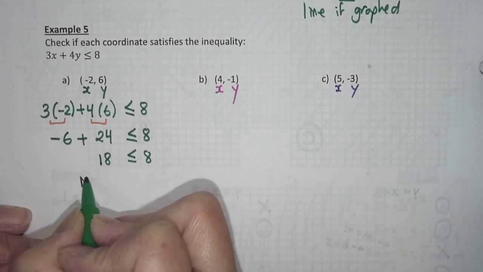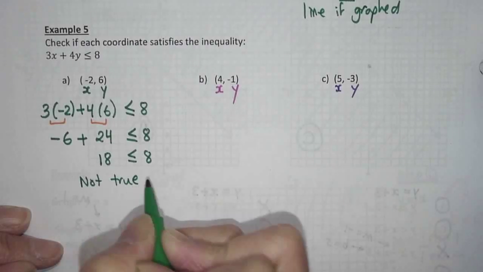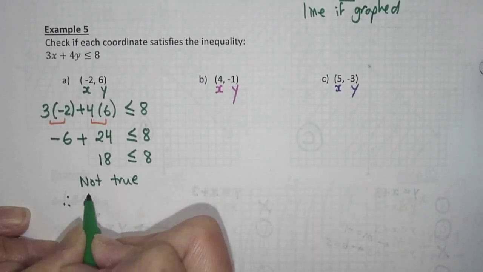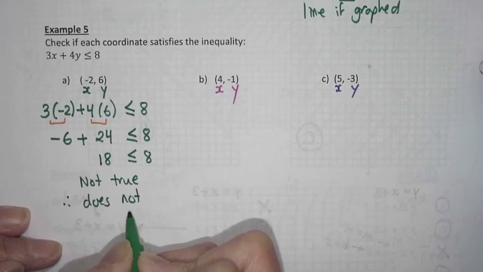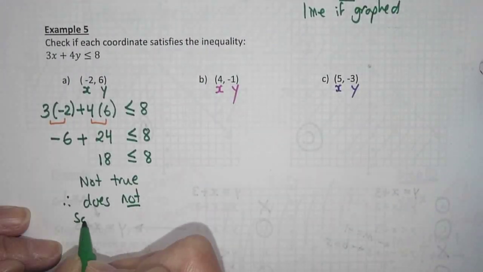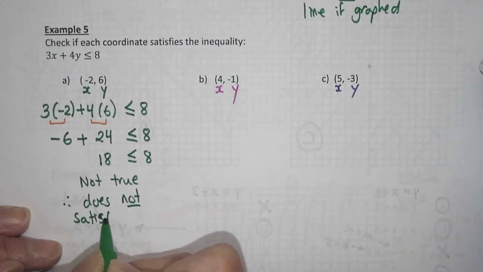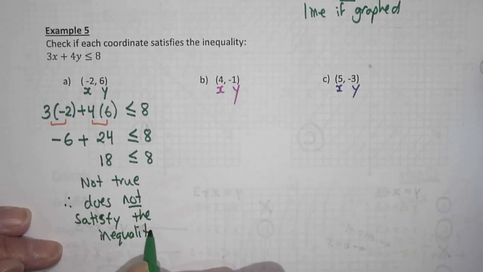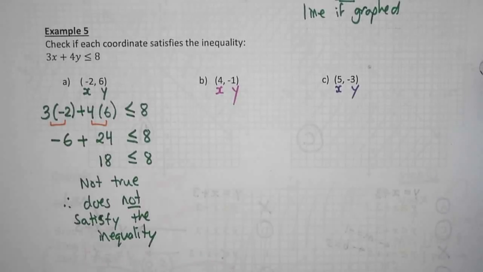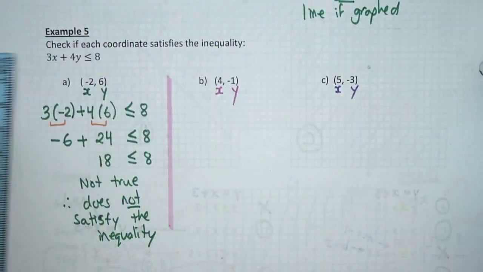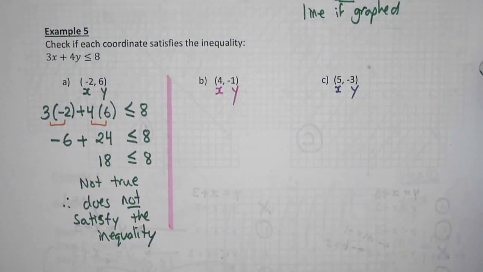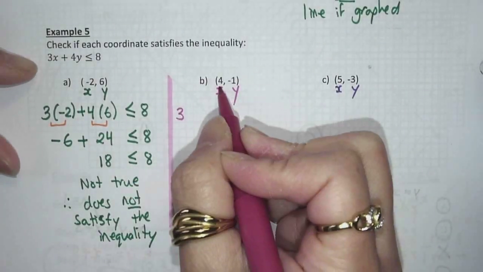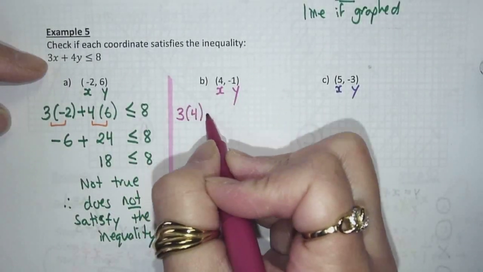So not true. Therefore, make sure you answer the question, it does not satisfy the inequality. Right, so make sure you answer the question with a quick little sentence there. All right, now we're going to do the next one. So these are 3 separate questions. We're just going to sub them in, and we're going to say, okay, for this one, 3, wherever you see x, you're going to go bracket 4.